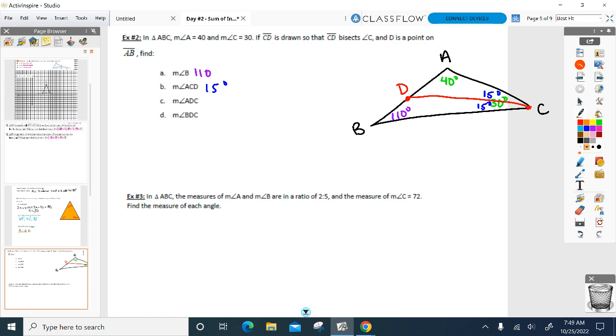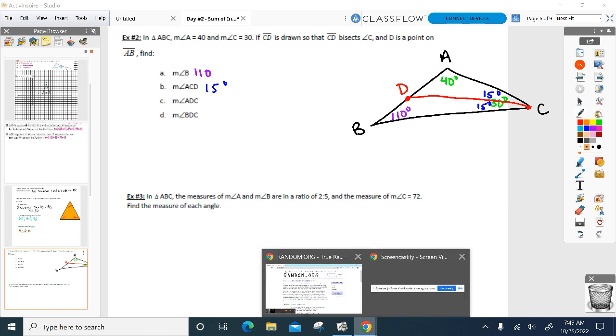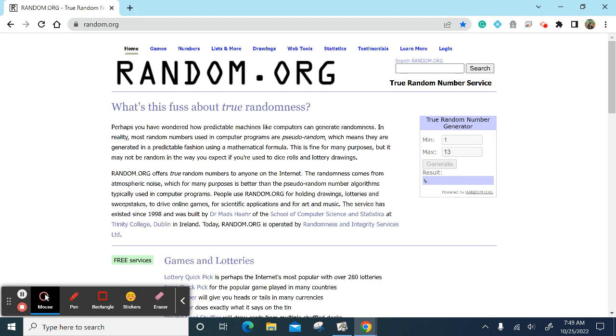Great. ADC. Every triangle has 180. Come on. Every triangle has 180 degrees. ADC.